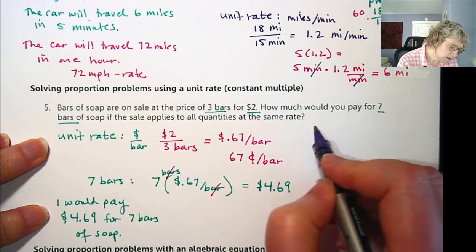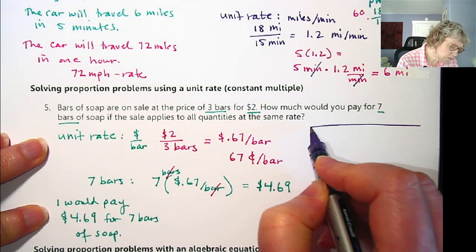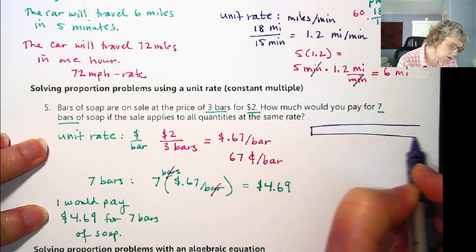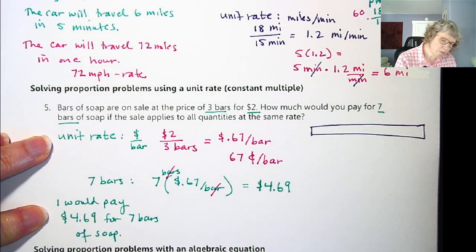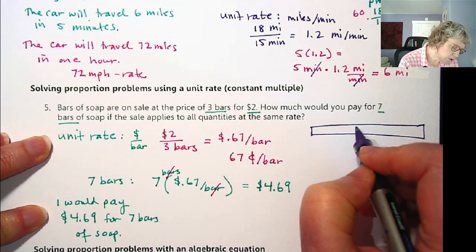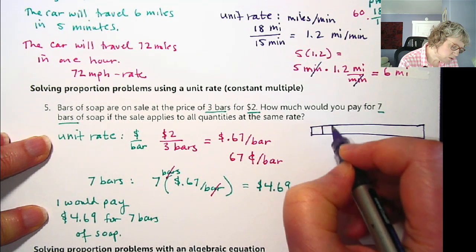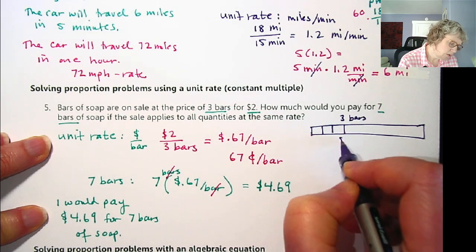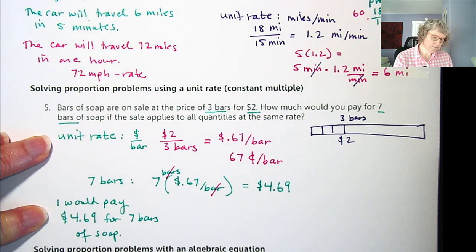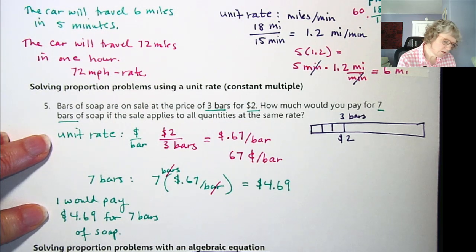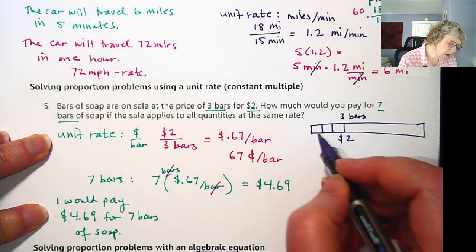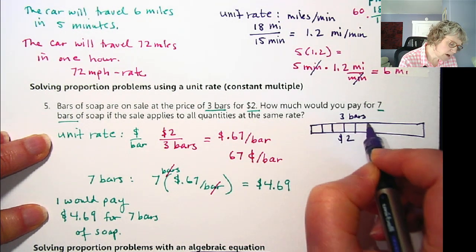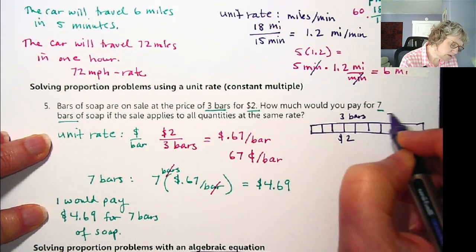I don't know. Let's see. Let me try drawing a bar. So I'm going to draw a horizontal bar over here. And then we had 3 bars for $2. So I'm just going to go 1, 2, 3. So we have 3 bars, and we have $2. Maybe I should have switched those, 1 on the top, 1 on the bottom. And then we want 7 bars. So I've got 1, 2, 3, 4, 5, 6, 7. So 7 bars.